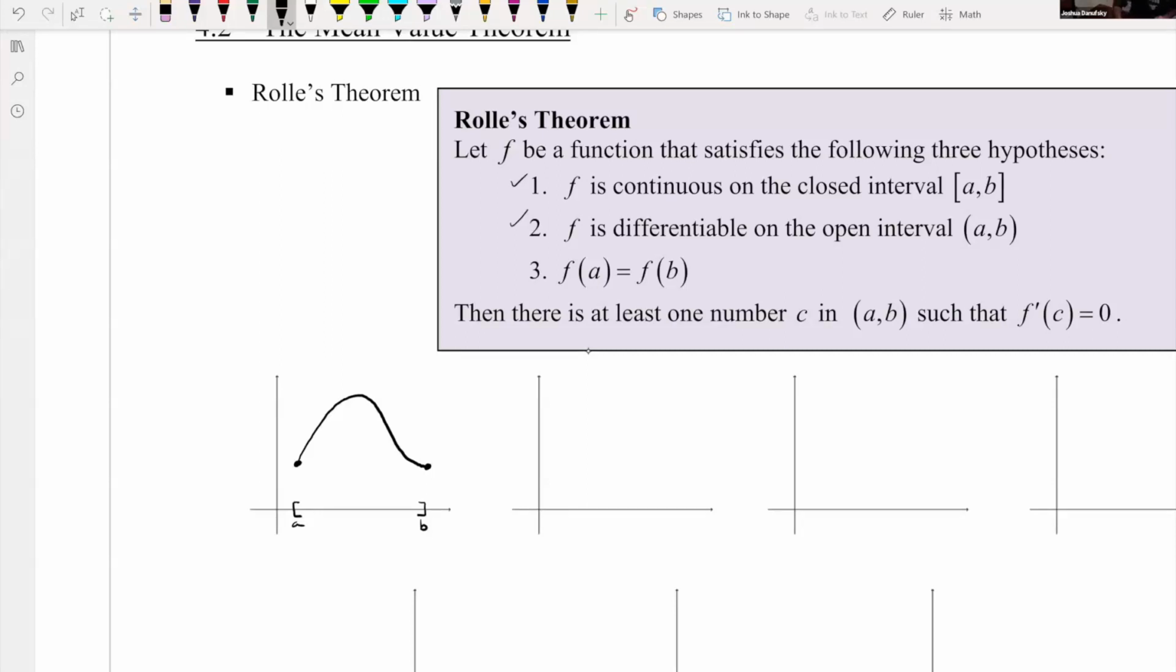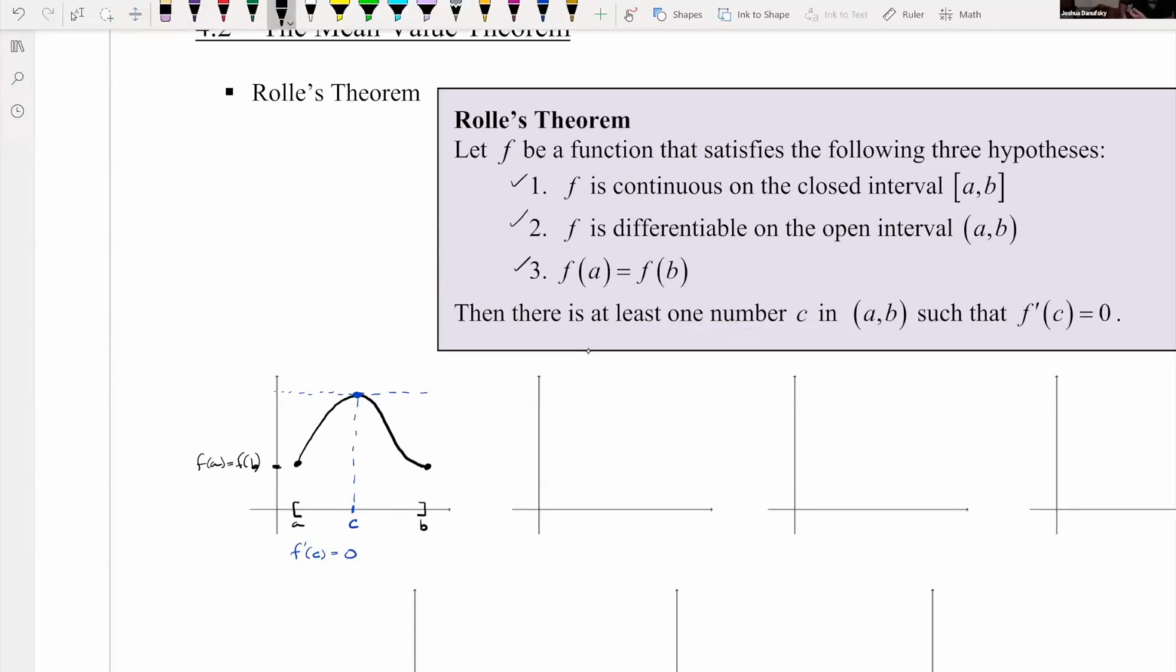Well, it doesn't have a sharp turn, it is continuous, and it doesn't have a vertical tangent line. And then f of a is equal to f of b, right? This y value here is f of a, equaling f of b. And what you'll notice is right here at this point, we end up with a horizontal tangent line. So what Rolle says is somewhere between a and b, there's a c such that f prime of c is equal to 0, meaning we have a horizontal tangent line. Now it says there has to be at least one number c, so depending on the curve, you could have more than one, right?